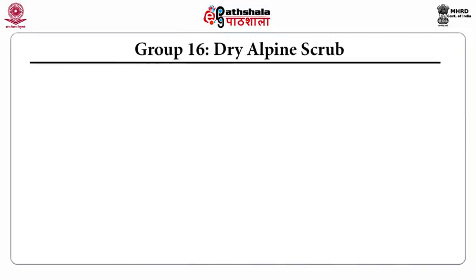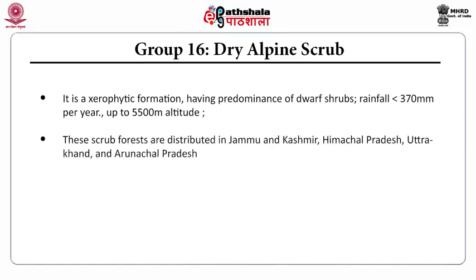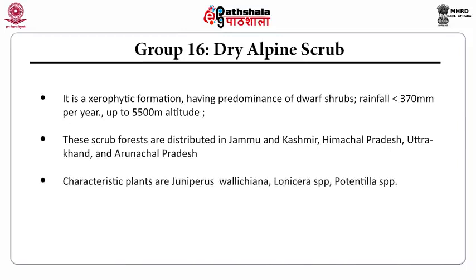Group 16, the dry alpine scrub. It is a xerophytic formation having predominance of dwarf shrubs, rainfall less than 370 millimeter per year up to 5,500 meter altitude. These scrub forests are distributed in Jammu and Kashmir, Himachal Pradesh, Uttarakhand and Arunachal Pradesh. Characteristic plants are Juniperus wallichiana, Lonicera species and Potentilla species.